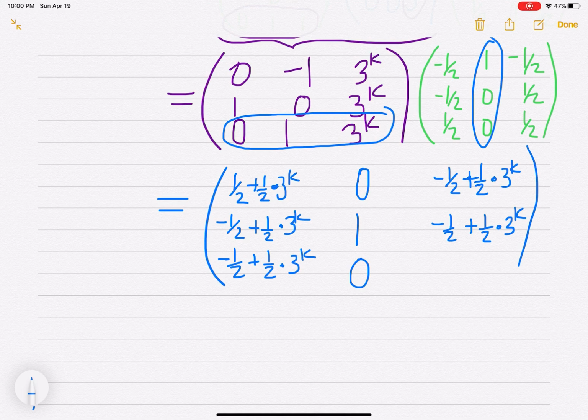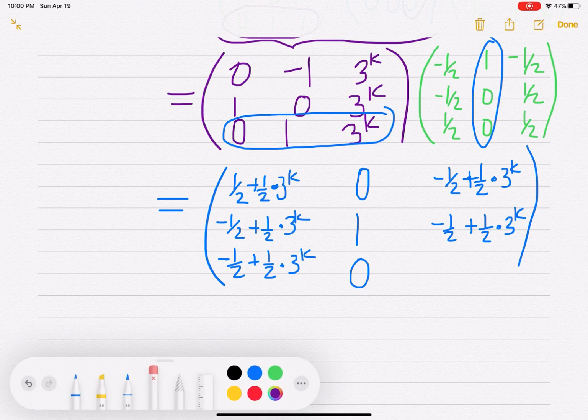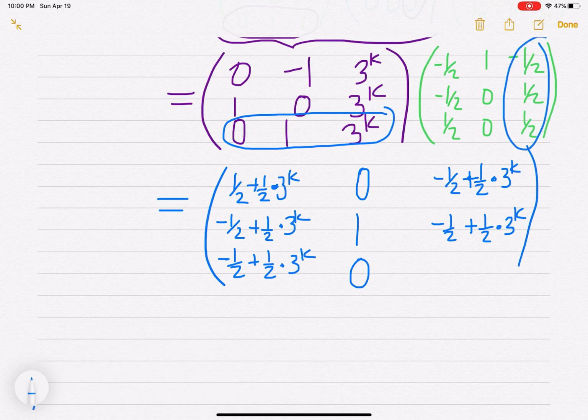All right, here we go. Third row, third column. There it goes. 0 times negative 1/2 is 0. Plus 1 times 1/2 is 1/2. Plus 3 to the k times 1/2 is 1/2 times 3 to the k.